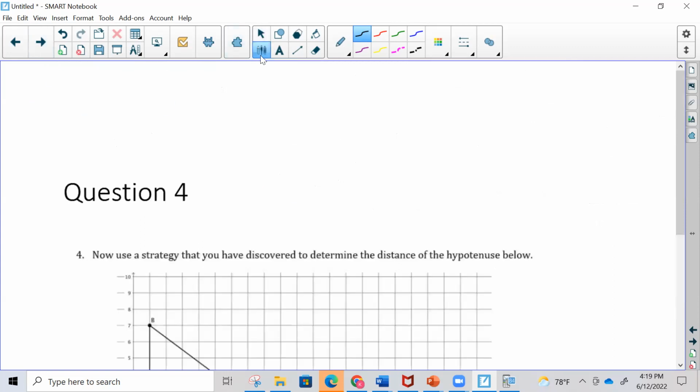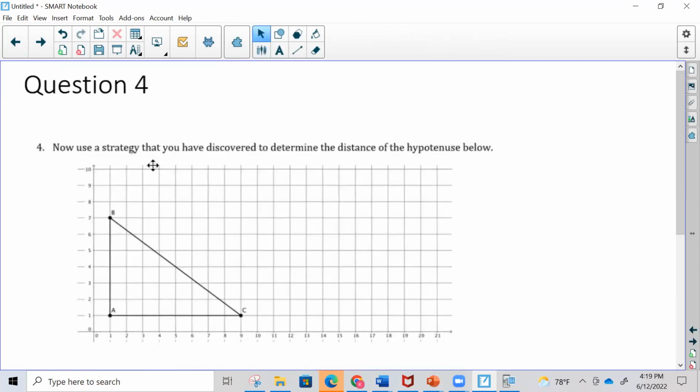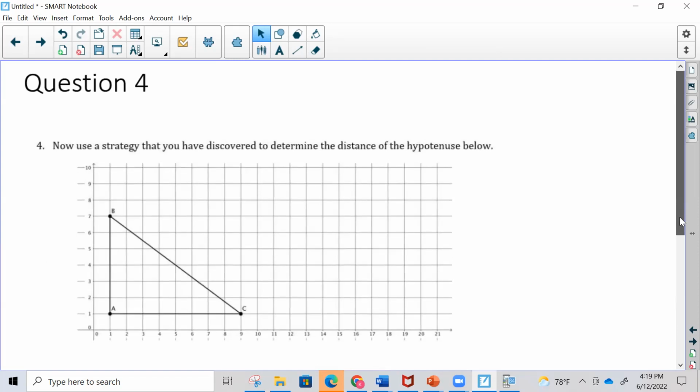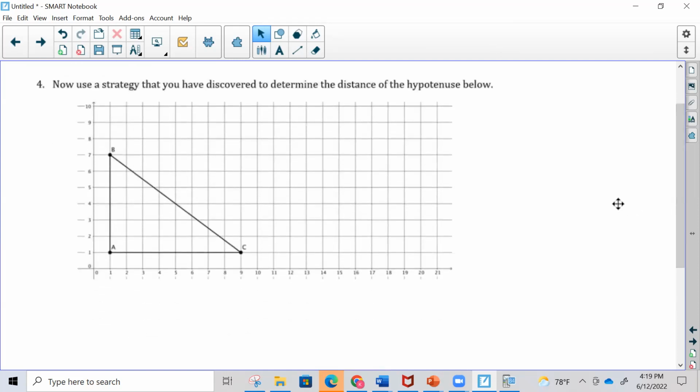Okay, so question 4 is just one more practice. Now use a strategy that you discovered to determine the distance of the hypotenuse below. You can really pick your method. So what I recommend is pausing, picking it, and then checking your answer with what I get.